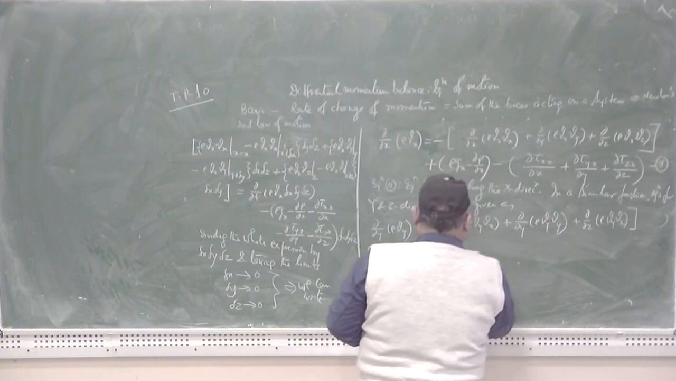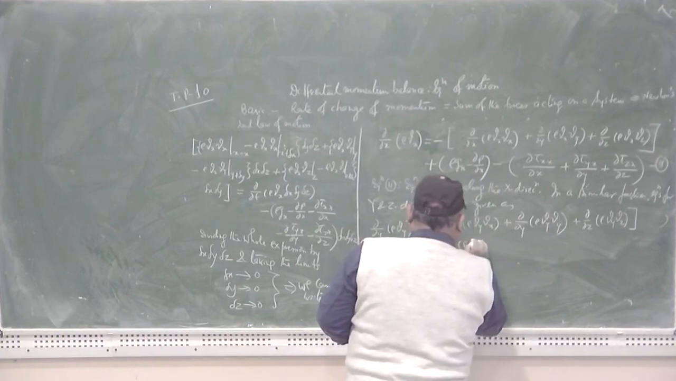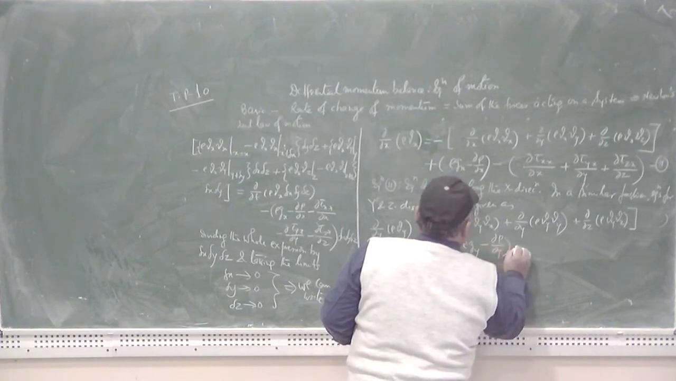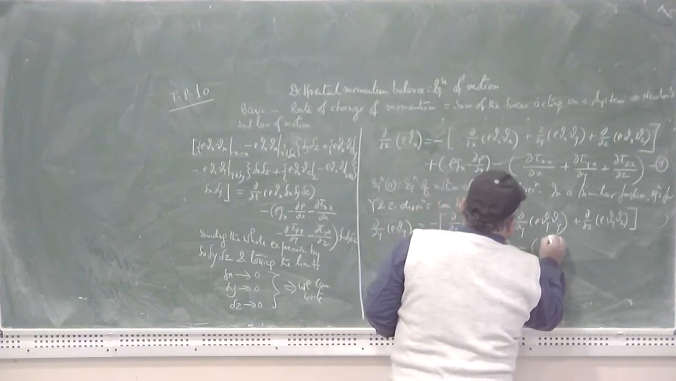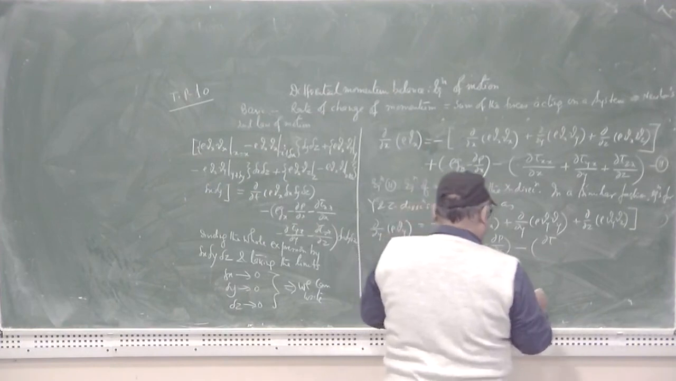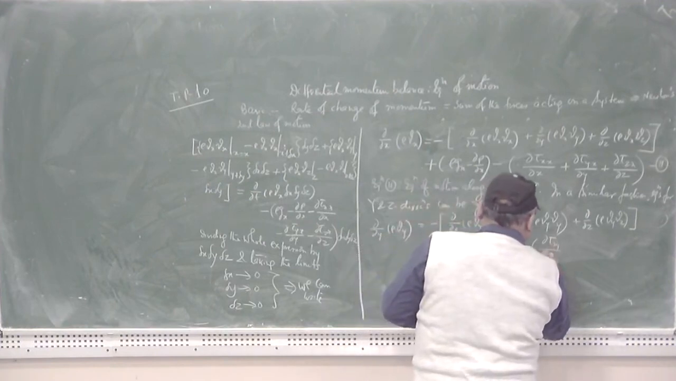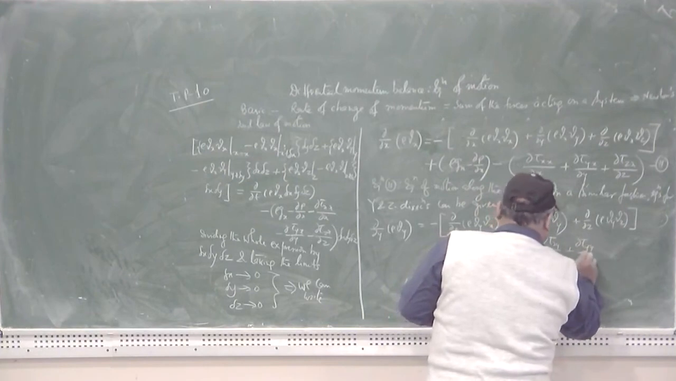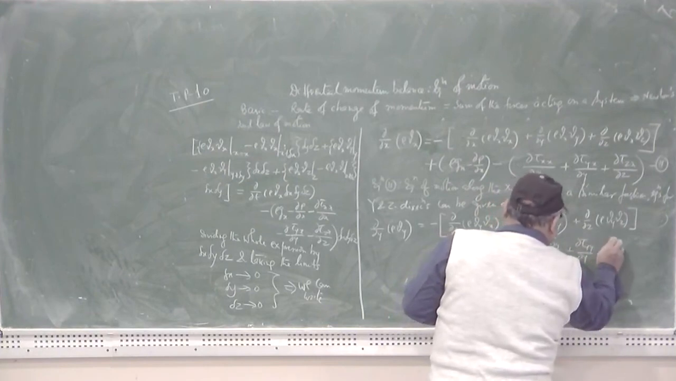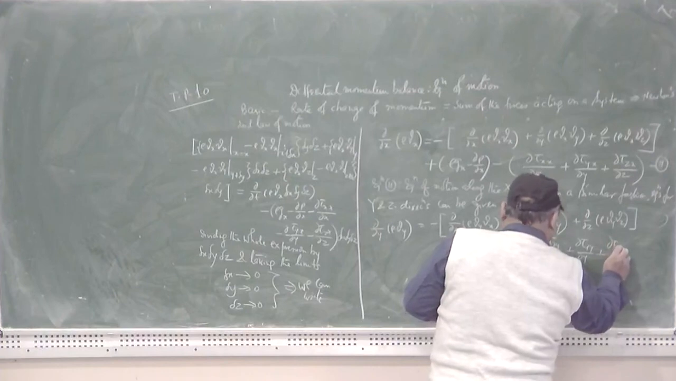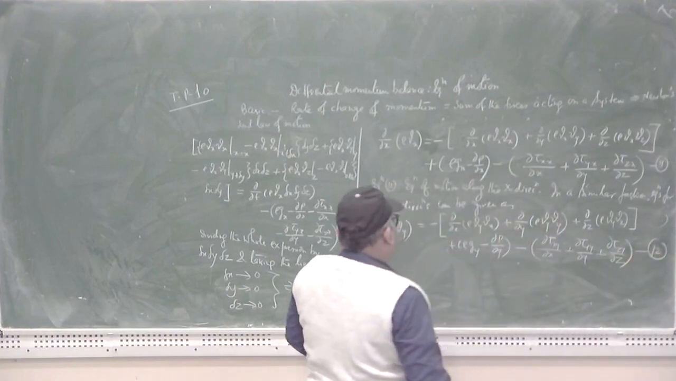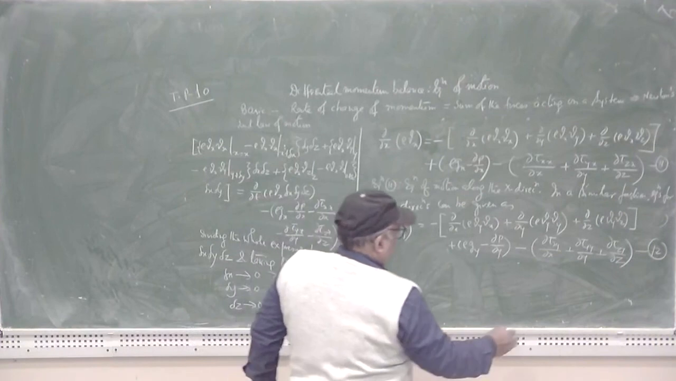Plus rho gy minus dP by dy minus d tau xy by dx plus d tau yy by dy plus d tau zy by dz. Let it be equation number 12, that is the equation along the y axis. This is the y direction equation.